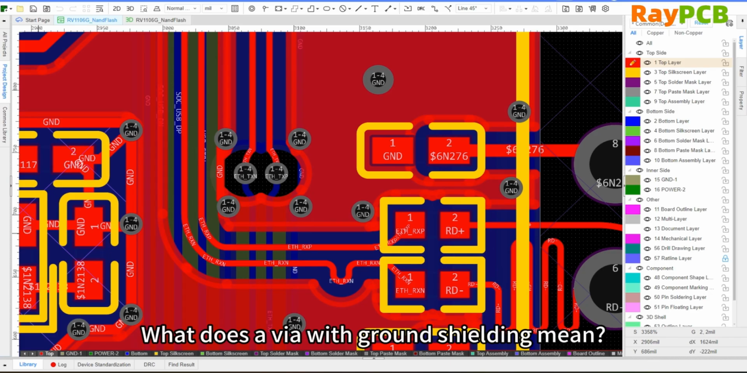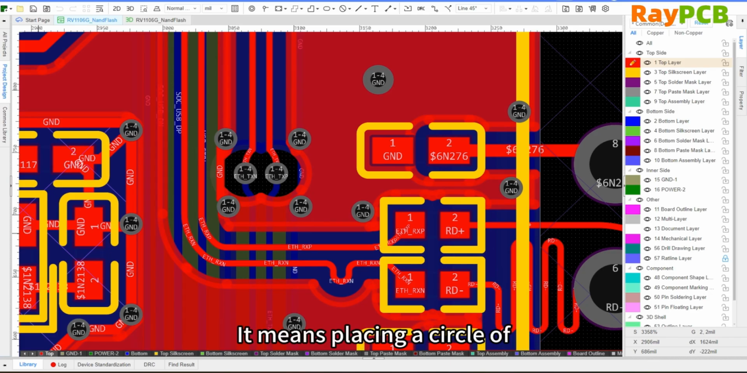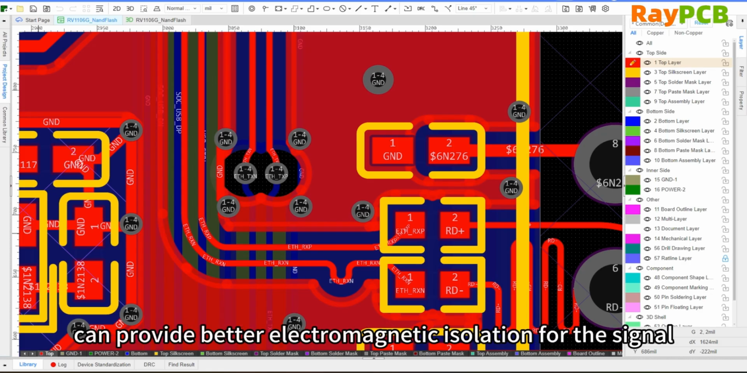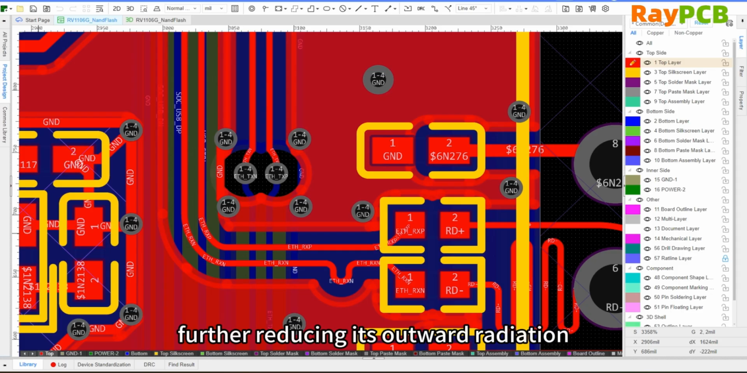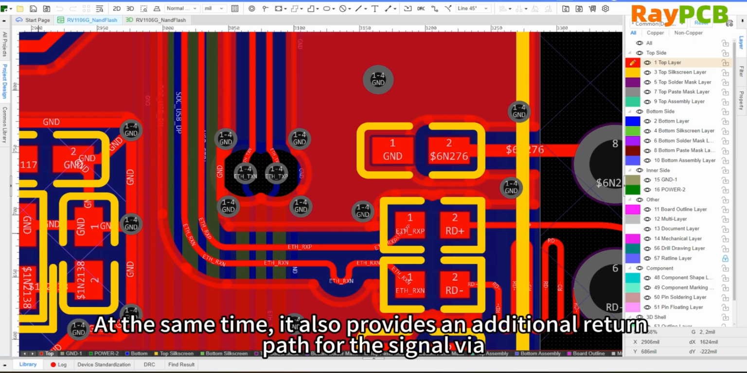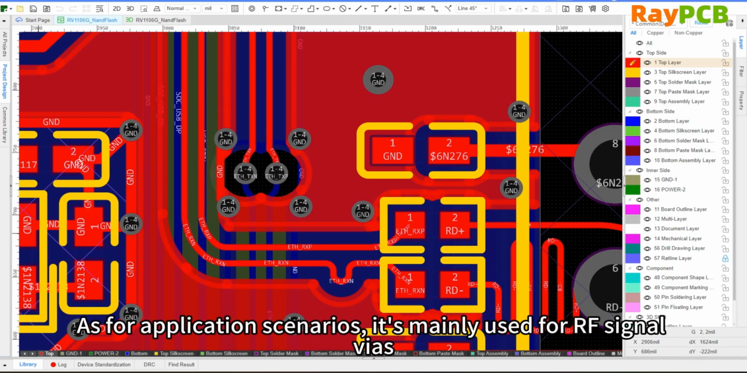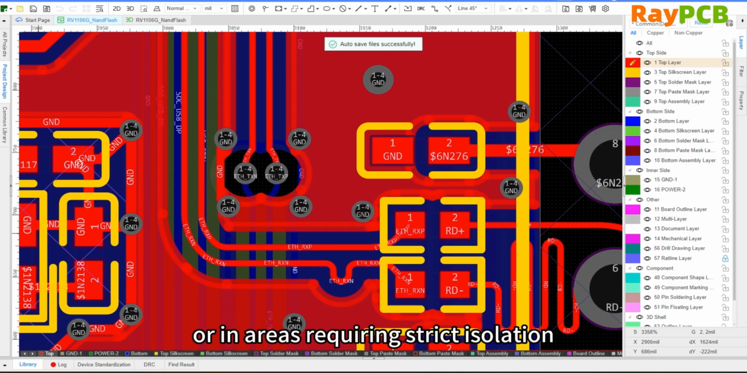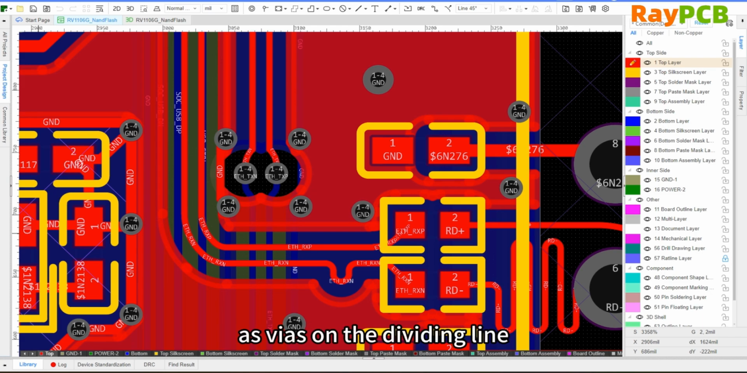A circle of tightly arranged ground vias is made around the high-frequency signal via to form a shield. Its function is that these ground vias can provide better electromagnetic isolation for the signal, further reduce radiated EMI, and reduce crosstalk with other signals. At the same time, it also provides an additional return path for the signal via. The application scenario is mainly used to set signal breakthroughs for highly digital signals, or as breakthroughs on the dividing line when dividing the ground plane in areas that require strict isolation. I have not set up signals on this board, so there is no such breakthrough.